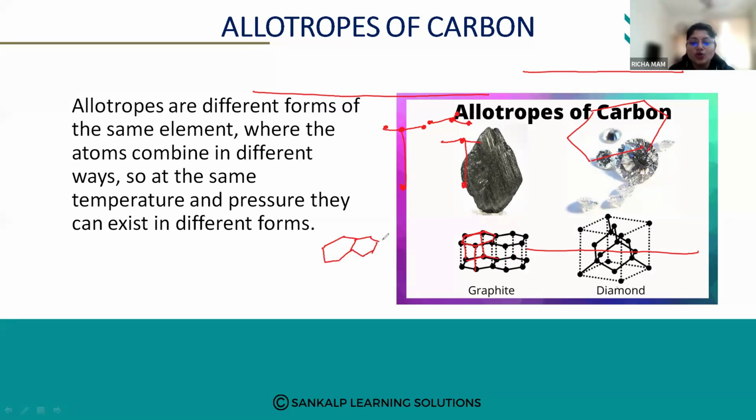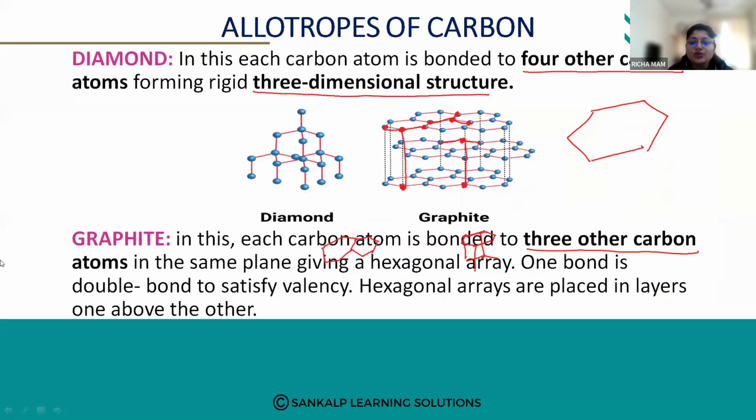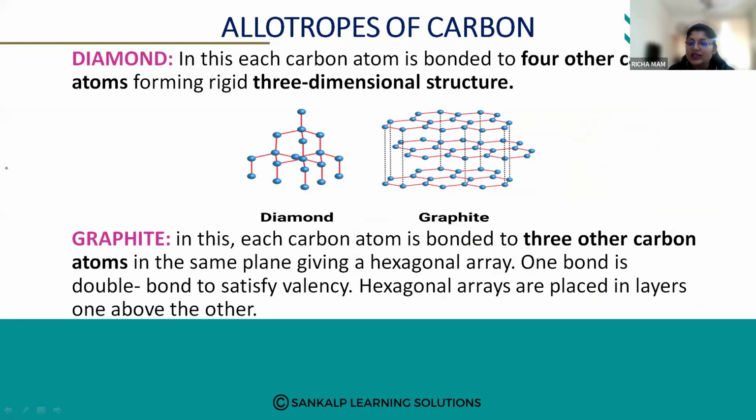Okay, like this. So graphite. This is the way of arrangement. So one bond is double bonded. Now carbon, as you know, carbon has how many valency? Four valency. So to satisfy the valency, one of the bonds will be a double bond. Okay, one of the bonds will be a double bond. So it will satisfy the carbon valency.